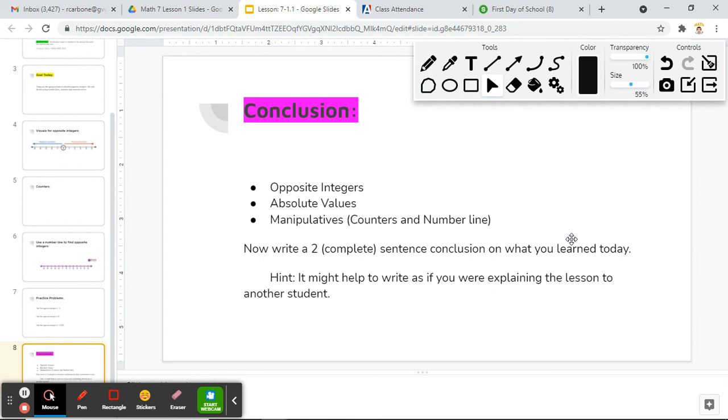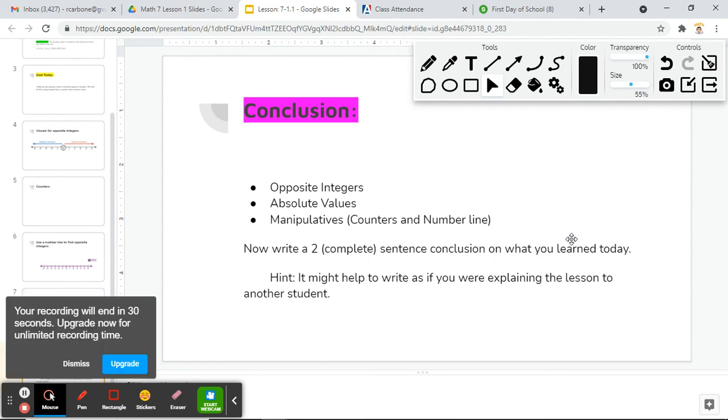manipulatives such as counters and number lines and how we can use them. Now, I'd like you to write 2 complete sentences in a conclusion, about what you learned today. And hey, it might help to write this as if you were explaining it to another student. Remember, if you were struggling, make sure you have 2 questions on this, so either write something down or highlight something, but you'll need to have 2 questions for tomorrow.